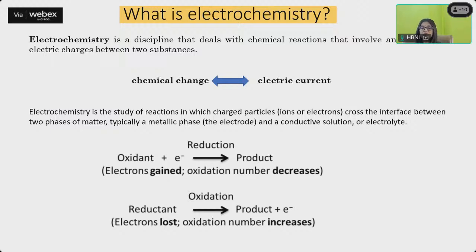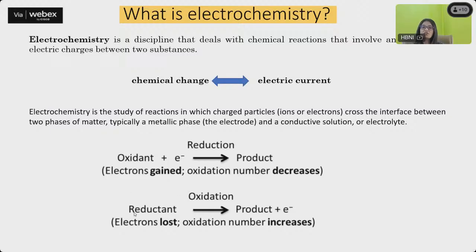So electrochemistry is basically the study of reactions in which charged particles like ions or electrons cross the interface between two phases of matter, typically a metallic phase, which is the electrode, and a conductive solution, which is the electrolyte. So what you have is an oxidant which takes in an electron and gives you a product. This particular reaction is the reduction reaction, electron gain. So the oxidation number is decreasing.